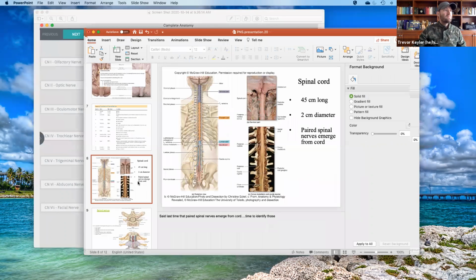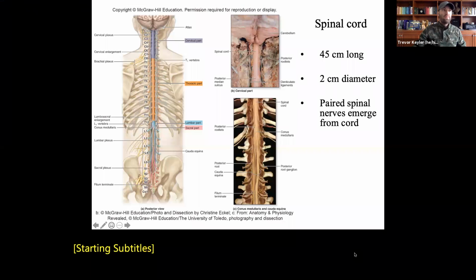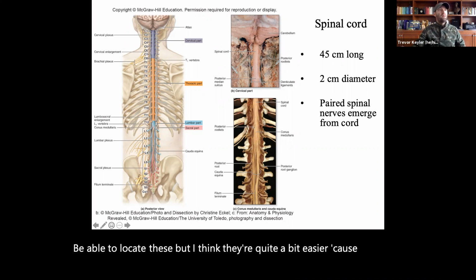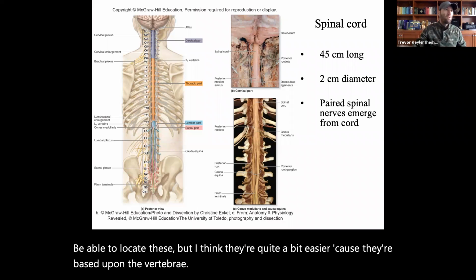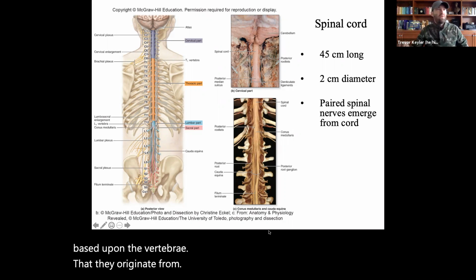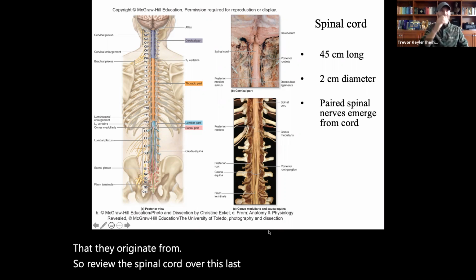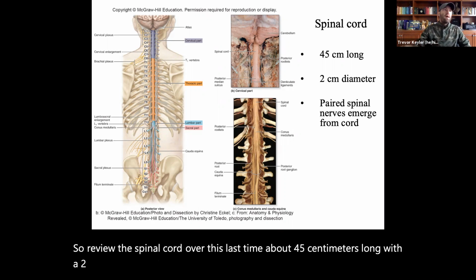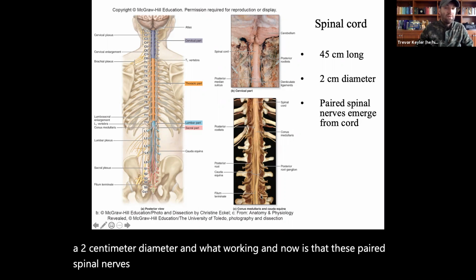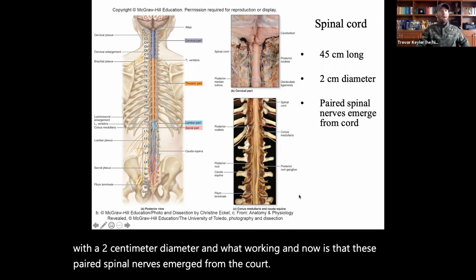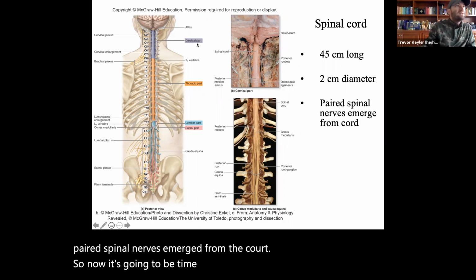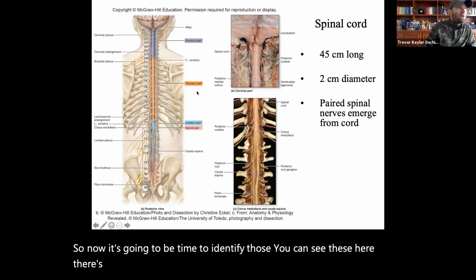So that's the cranial nerves, but you also need to know the spinal nerves in addition to those. You will need to be able to locate these, but I think they're quite a bit easier because they're based upon the vertebrae that they originate from, okay? So review of the spinal cord, we went over this last time, about 45 centimeters long with a 2-centimeter diameter. And what we're keying in now is that these paired spinal nerves emerge from the cord, okay? So now it's gonna be time to identify those. So you can see these here. There's the cervical, thoracic, lumbar, and sacral, okay?